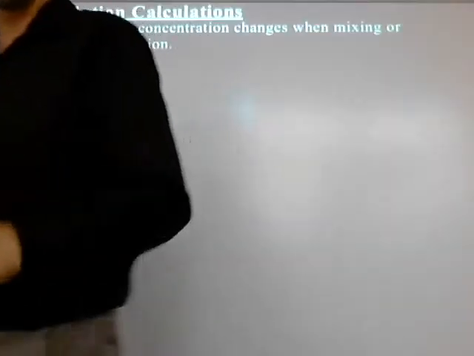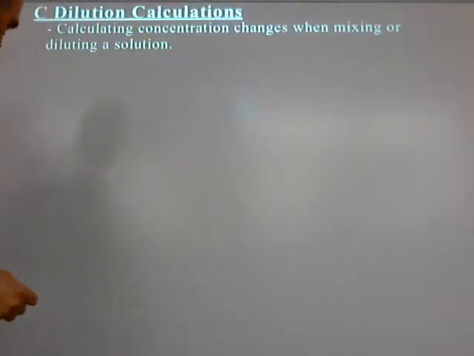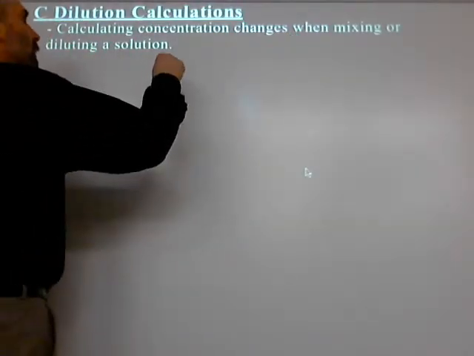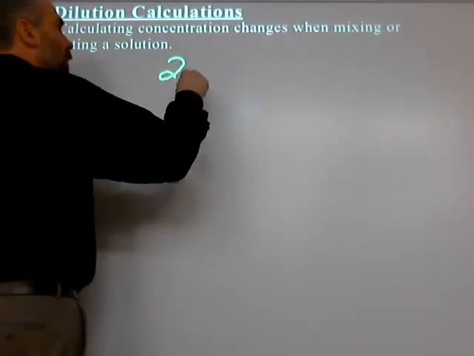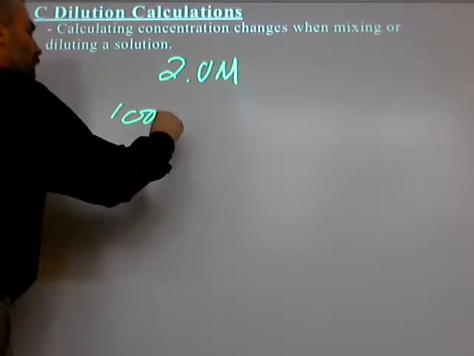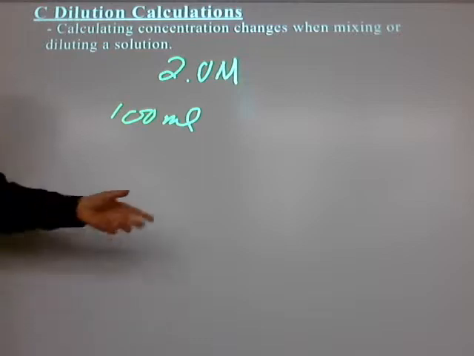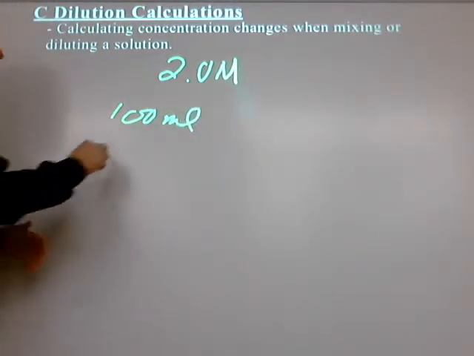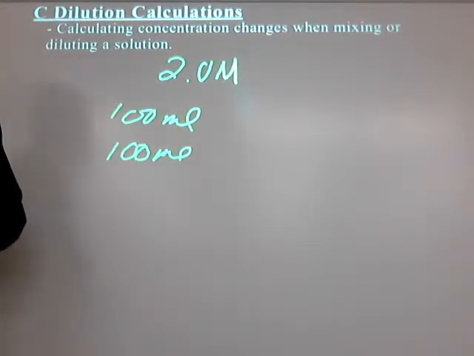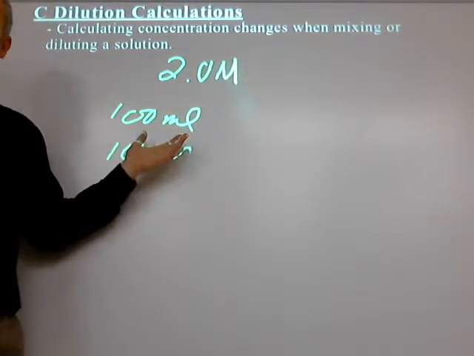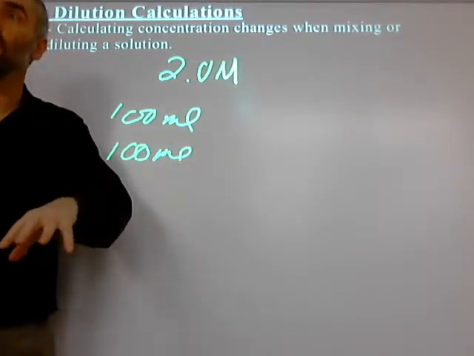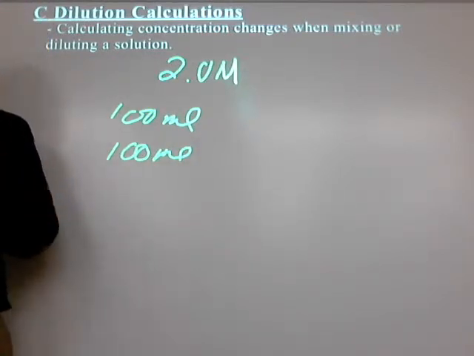Now, some of them are really easy. Let's just use a little common sense on some easy ones. Say I had a 2 molar solution of something, and I had 100 milliliters of it. Then I went and I poured 100 milliliters of water into it. What do you think the solution concentration is now? 1. See, people kind of know that. I cut it in half, didn't I? I had 100 milliliters of a 2 molar solution. I added 100 milliliters of water to it. I've cut it in half, right? Everybody agree? You all good with that?